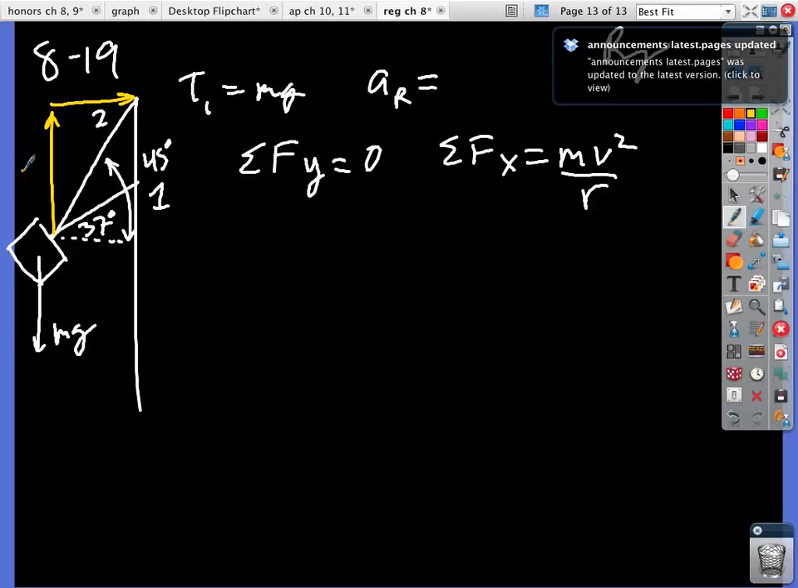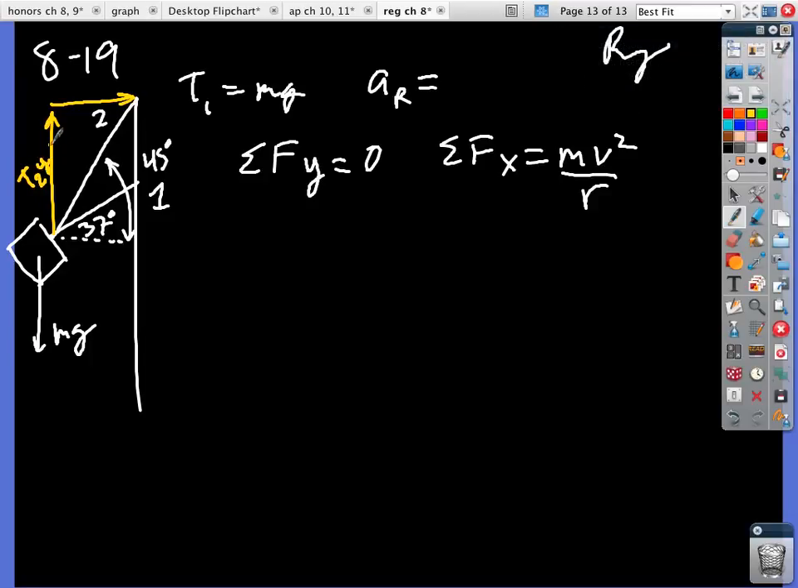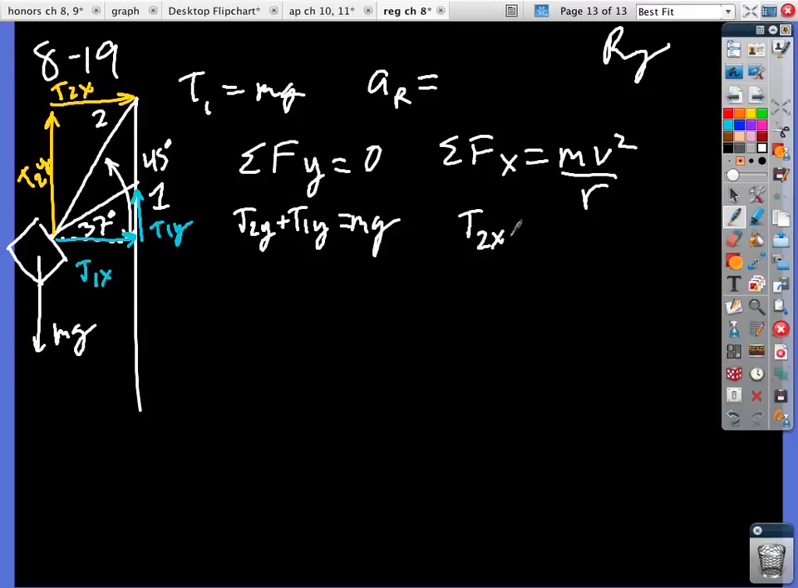And this is going to be t2y, t2x, and then this one is going to be t1x and t1y. Okay, and so we know that t2y plus t1y is equal to mg. And then in the x direction, we know that t2x plus t1x is equal to mv squared over r.